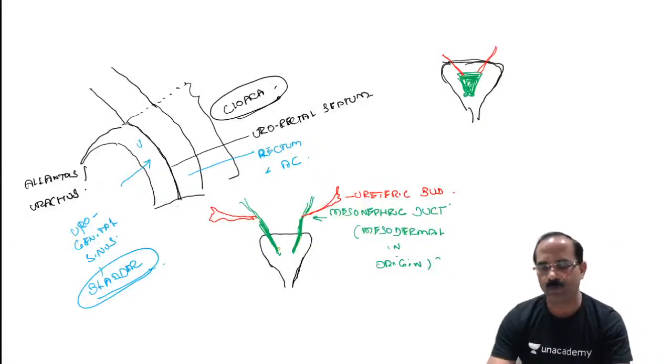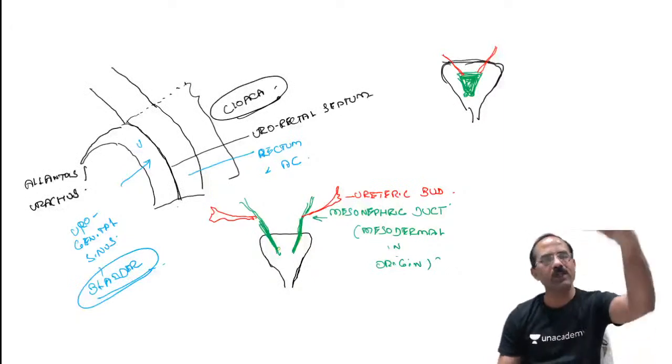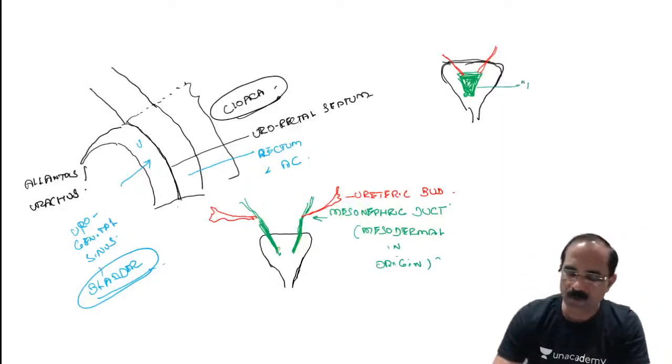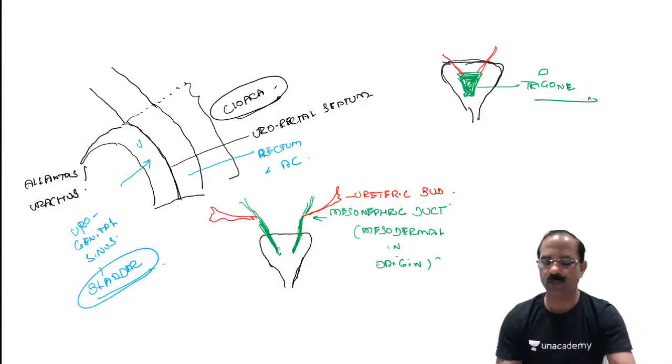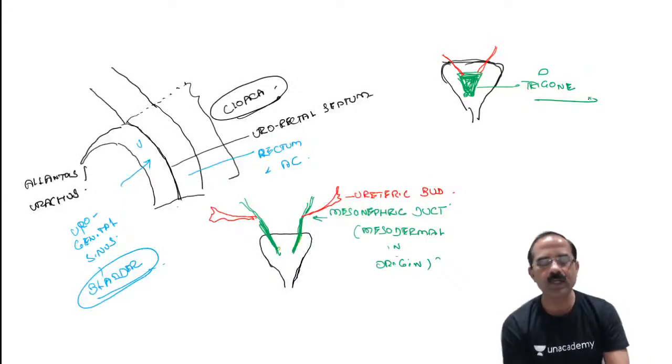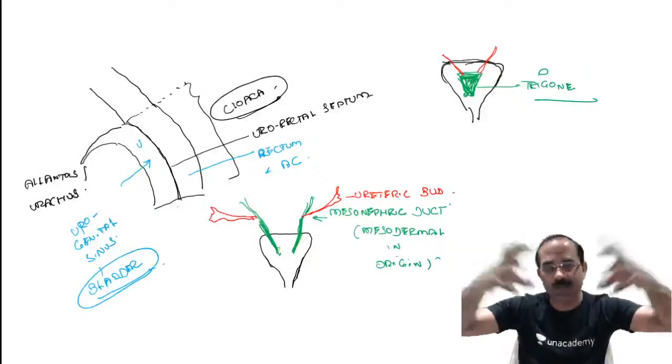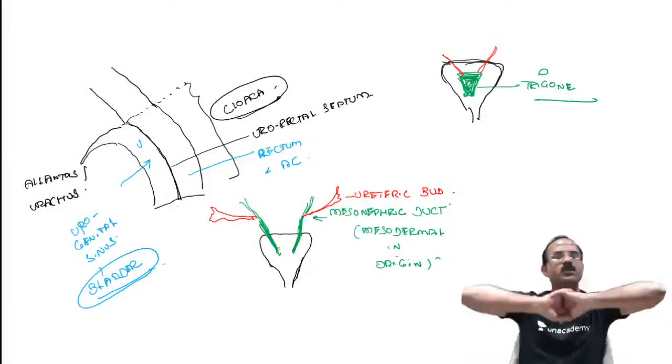So now you've got four openings, and this part of the mesonephric duct which is absorbed into the bladder is known as the trigone of the bladder. So the trigone of the bladder is derived from the absorbed mesonephric ducts.